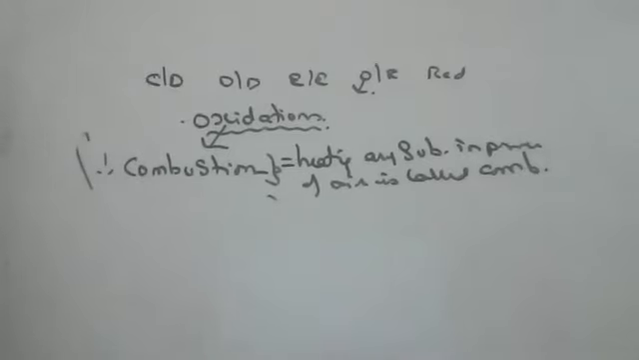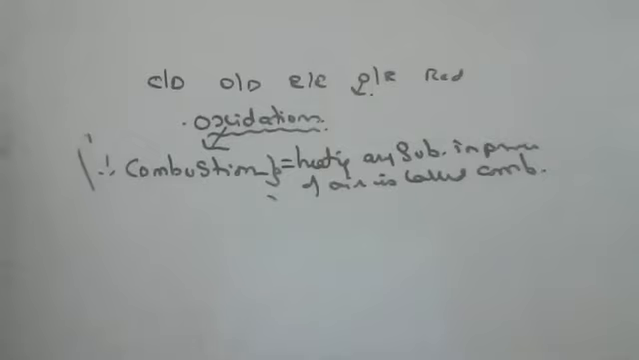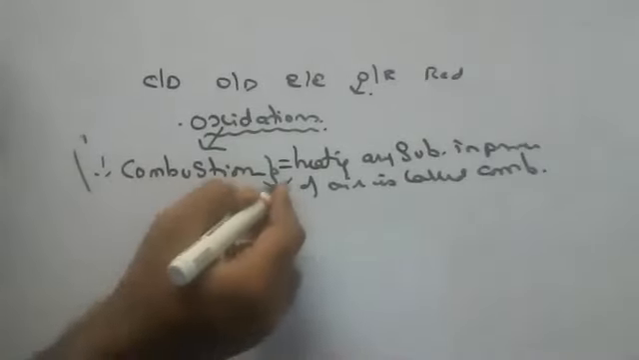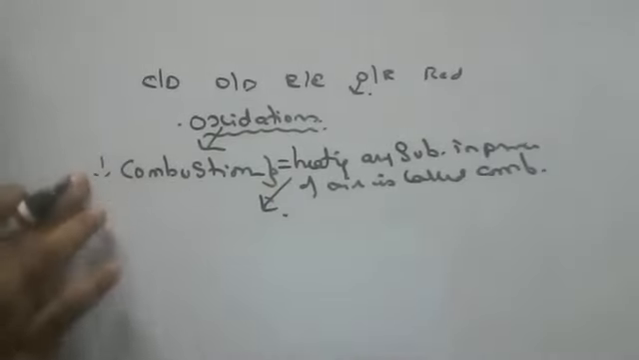If you take a paper and you put fire and burn it, that is called combustion. Take a coal, put fire, it's called combustion. Take a wood piece, fire. Anywhere if you are heating or putting fire, it is called combustion. Heating any substance in presence of air is called combustion, children.